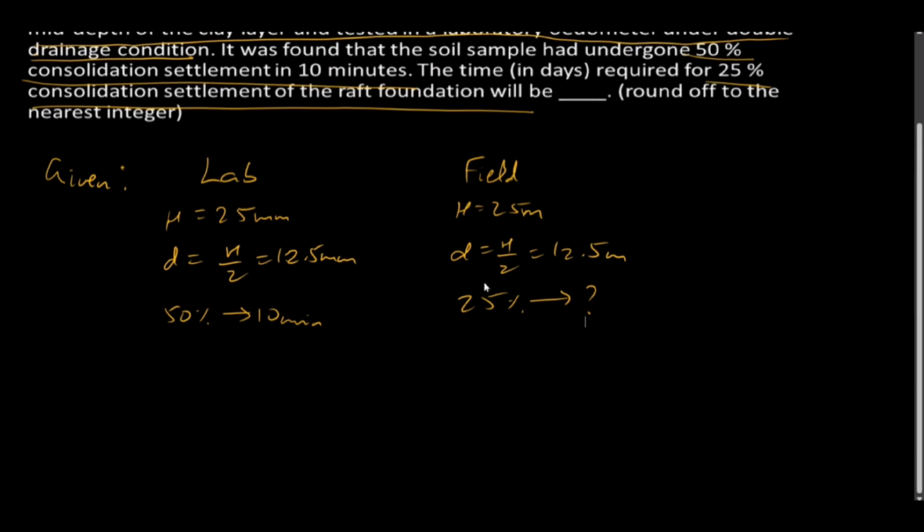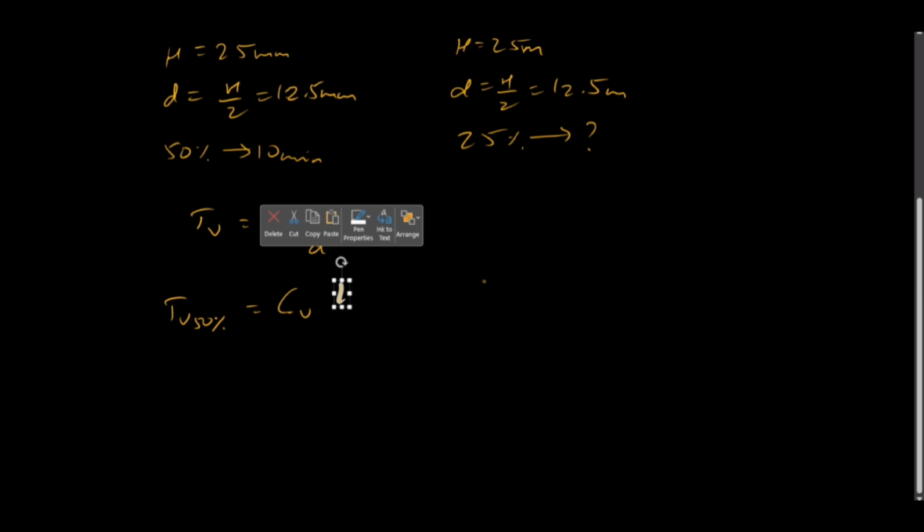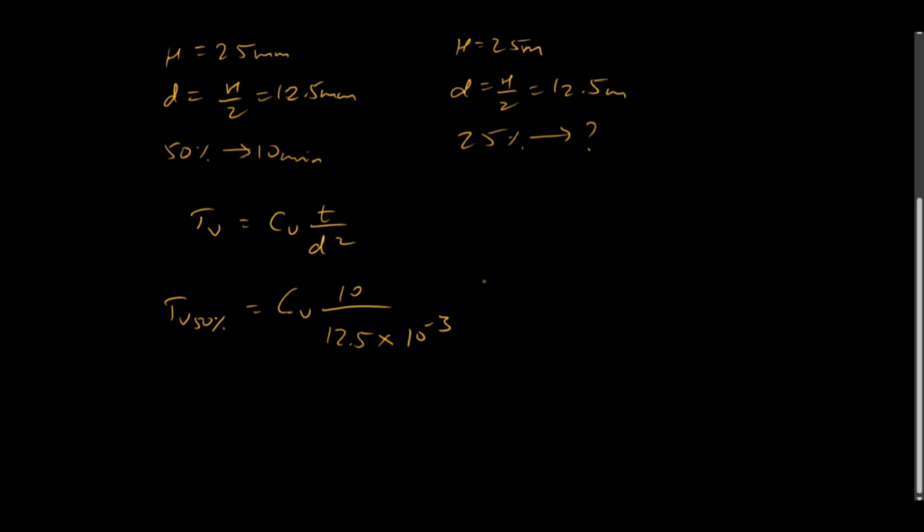From this, we know that the equation of consolidation settlement TV will be equal to CVT by D square. So for lab condition, TV of 50% will be equal to CVT, where T they have given us as 10 minutes. CV into 10 divided by D, which is nothing but 12.5 mm. We should take into meters. So 12.5 into 10 to the power minus 3, the whole square.